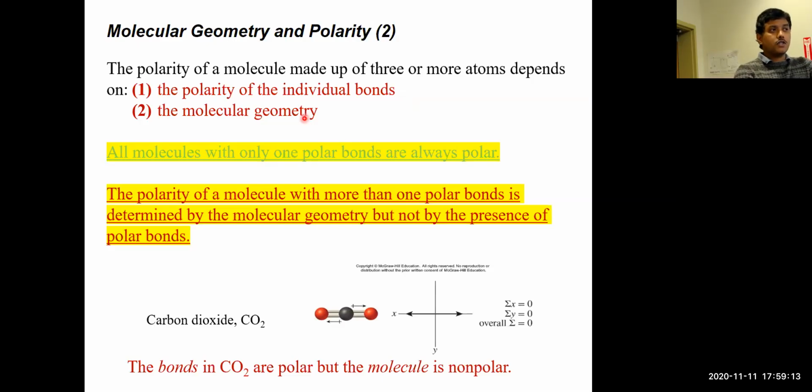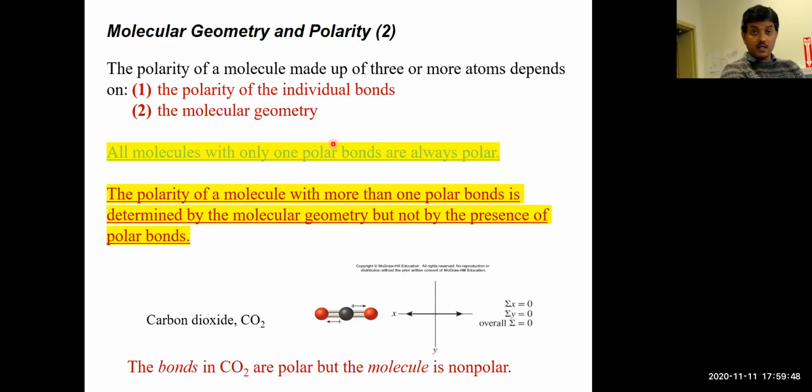That is molecular geometry. What I mean by molecular geometry is that the geometry is going to cancel out the polar bonds. So there are 2 things that you need to check. One is whether the molecule has at least one polar bond or not. And second is whether the molecular geometry plays a role in canceling the polarity of the bonds or not. So let's go one by one.